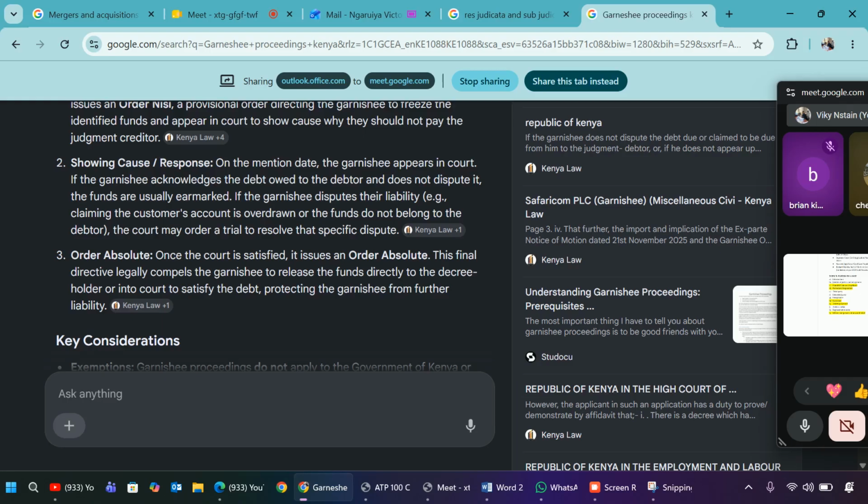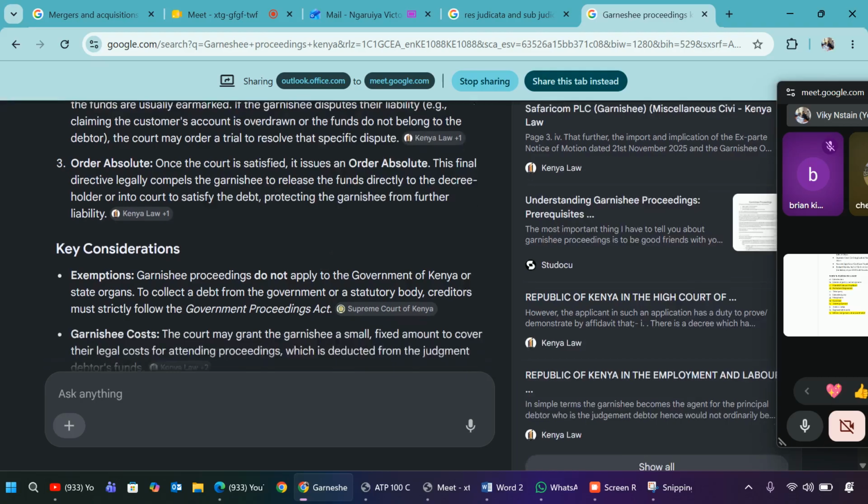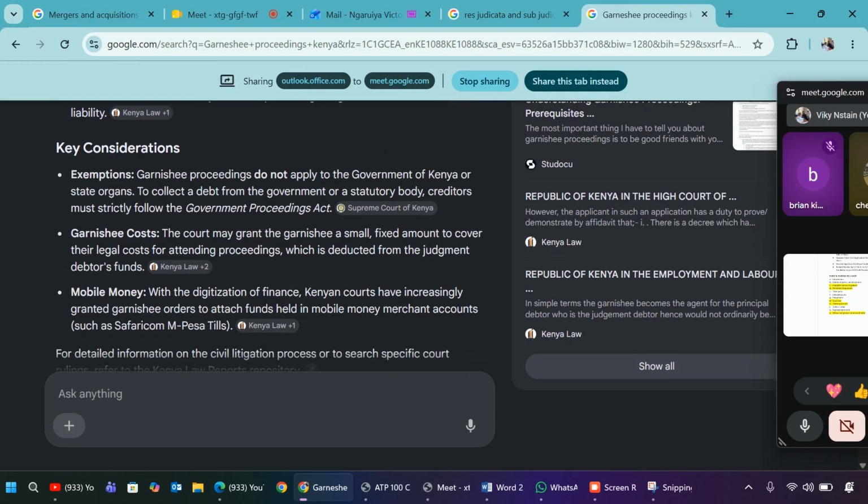Then you have the order absolute. Once the court is satisfied, it issues an order absolute. This final directive legally compels the garnishee to release the funds directly to the decree holder or into court to satisfy the debt, protecting the garnishee from further liability.